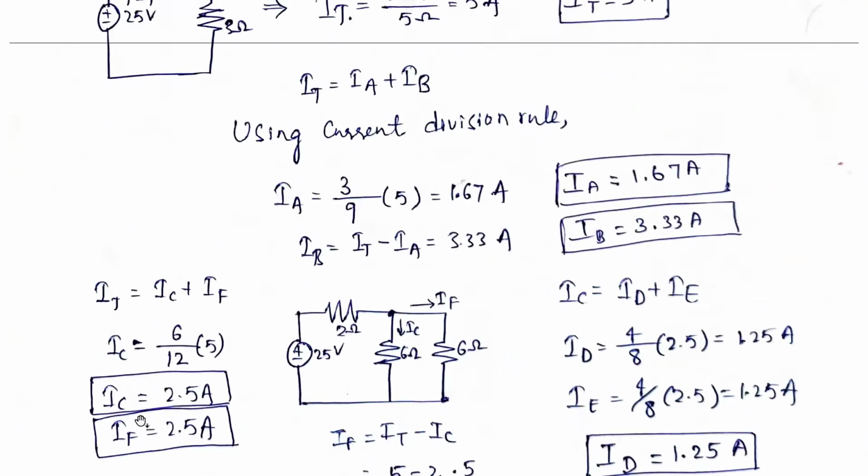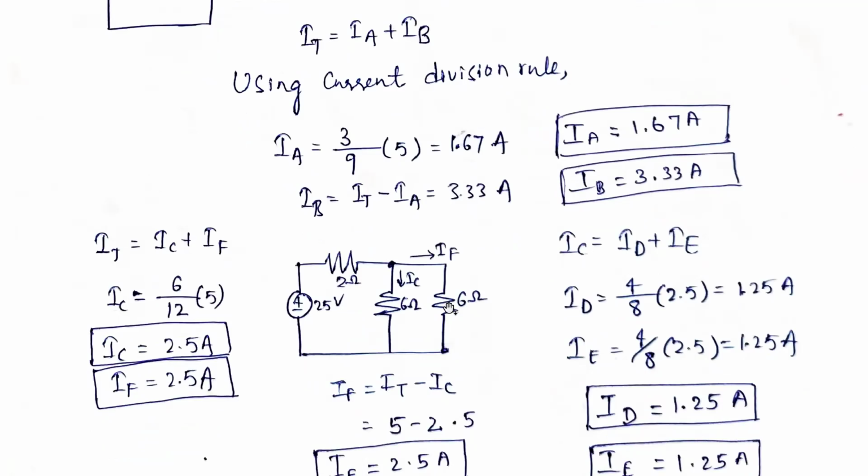So here IC we calculated, that is 2.5 amps. So here IT or IAB is equal to IC plus IF. Here easily you can find out, because IC you know, so IF you can find out. So IT minus IC is nothing but IF. So IF is equal to 2.5 amperes. Or otherwise, I am going to find out with the same current division rule also. Well and good. So next we'll calculate that also.